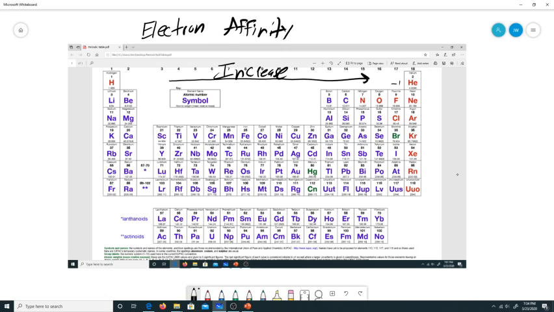We know metals want to become positive, so they have very, very low electron affinity. They do not want to gain electrons. They'd rather lose them. And it turns out that electron affinity increases going up.